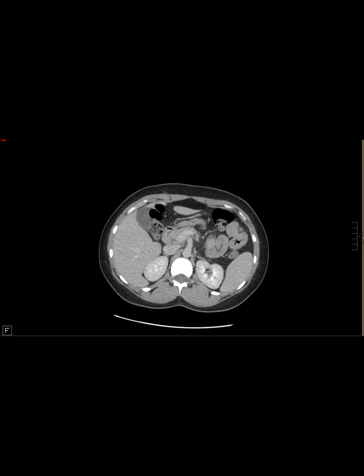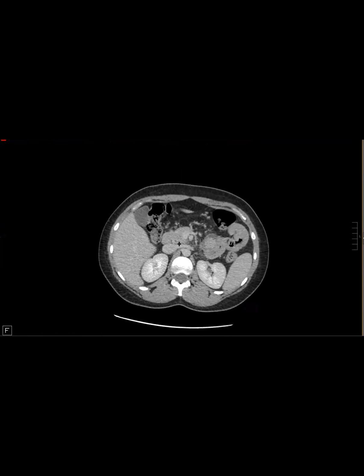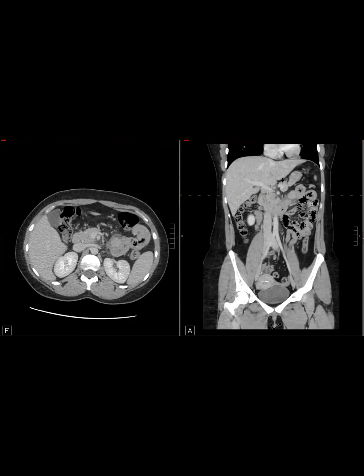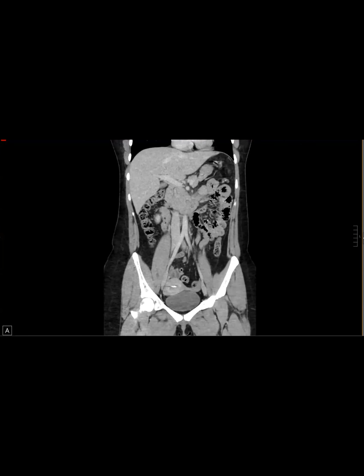Inflammation around the proximal bowel, small bowel. Yeah, right here. And then on the coronal, someone is texting in and I can't see the text. So hopefully somebody will just talk. And it's right here. What do you think? Ectopic pancreas.